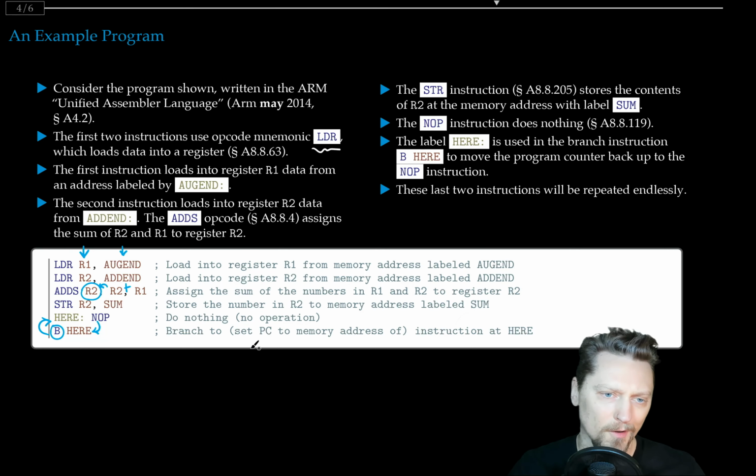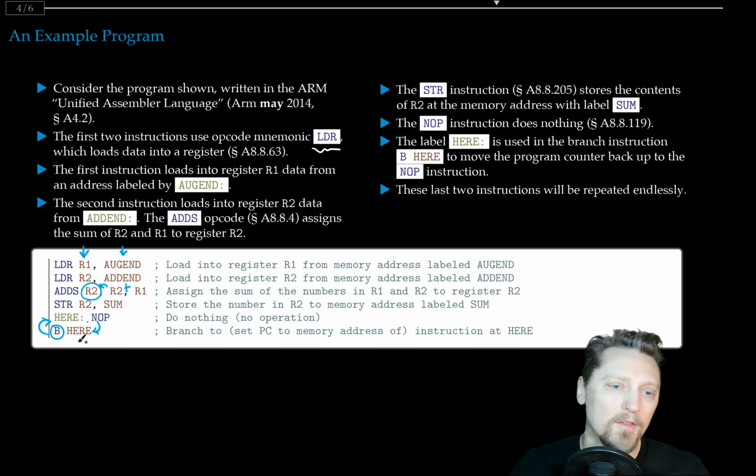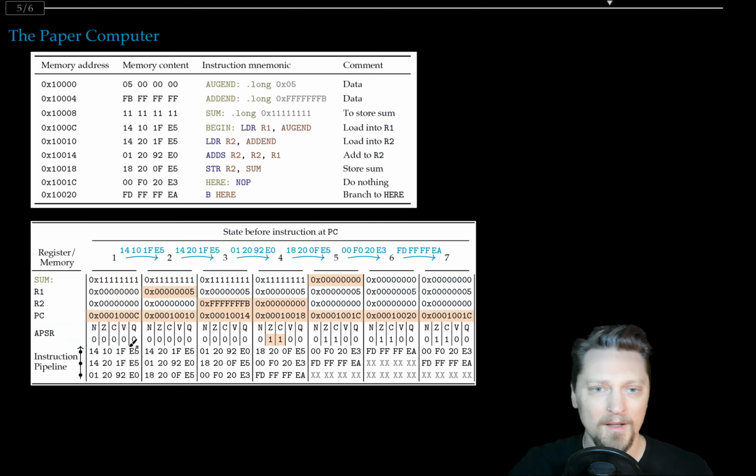So a very simple program. It loads some data into registers, sums that data up, temporarily stores it in register 2, then stores it in the memory with label sum, and then does nothing repeatedly. Okay, that's our simple program. Let's see what this would look like.